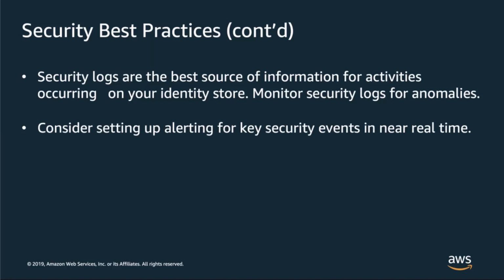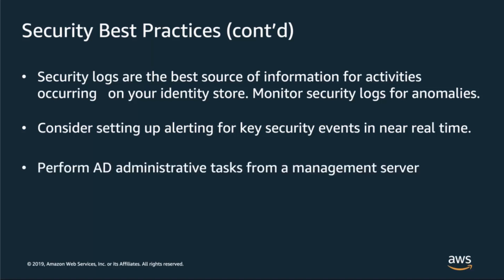Consider setting up alerting for key security events. These are events that are considered high risk, or events that are unlikely to occur frequently, or at a certain time of the day or even times of the week. If you see these types of events, you should set up automatic alerting to your security team so they know to investigate further why this is occurring.